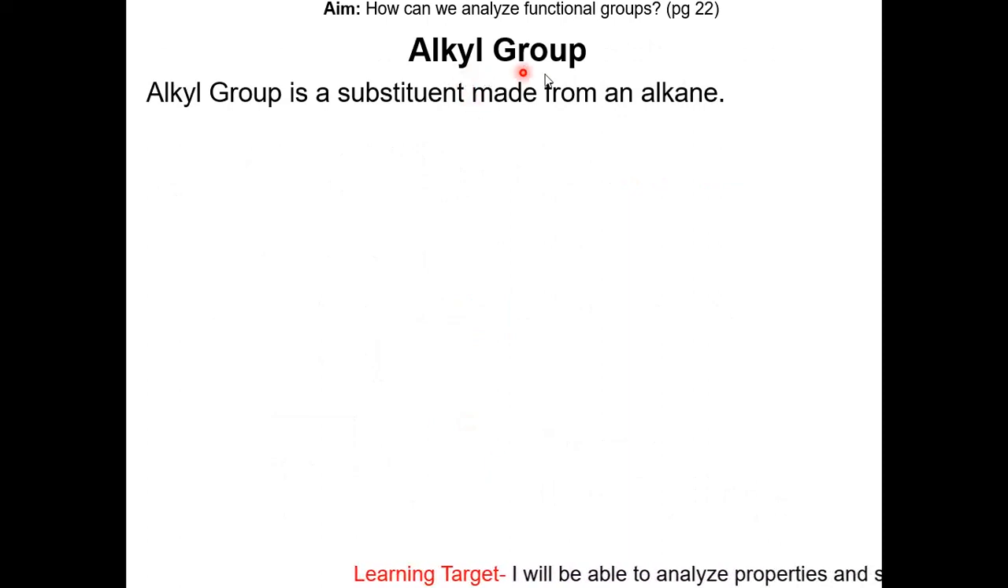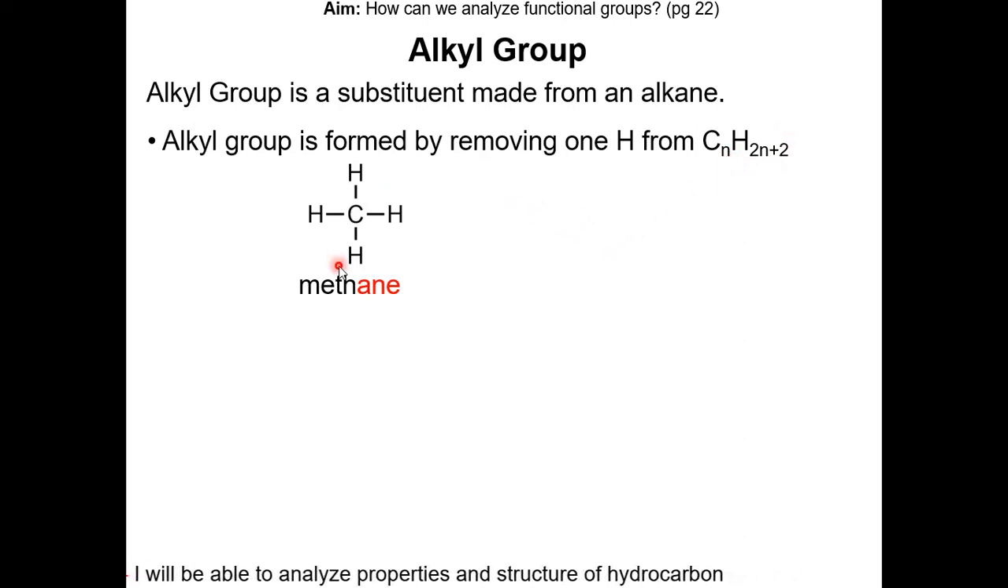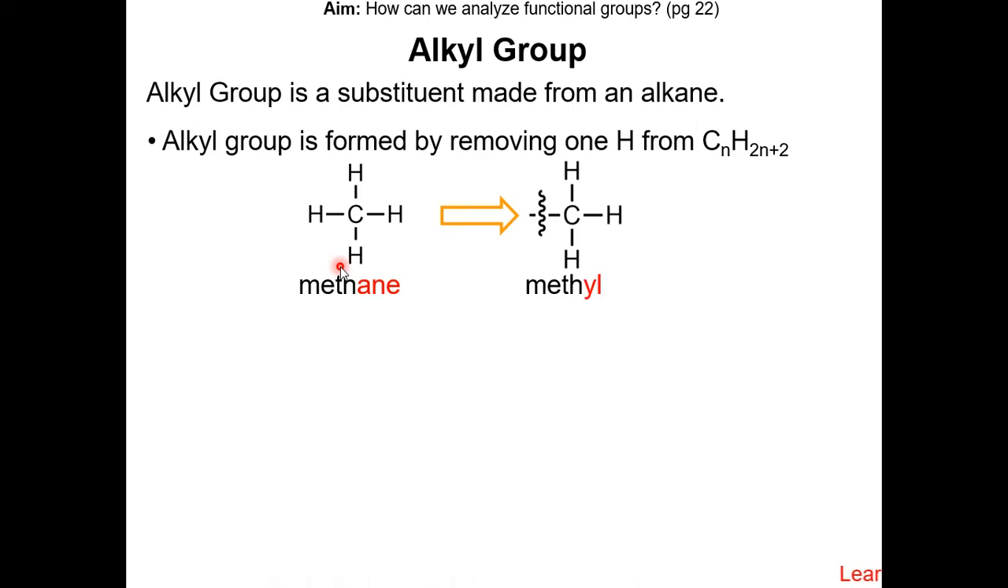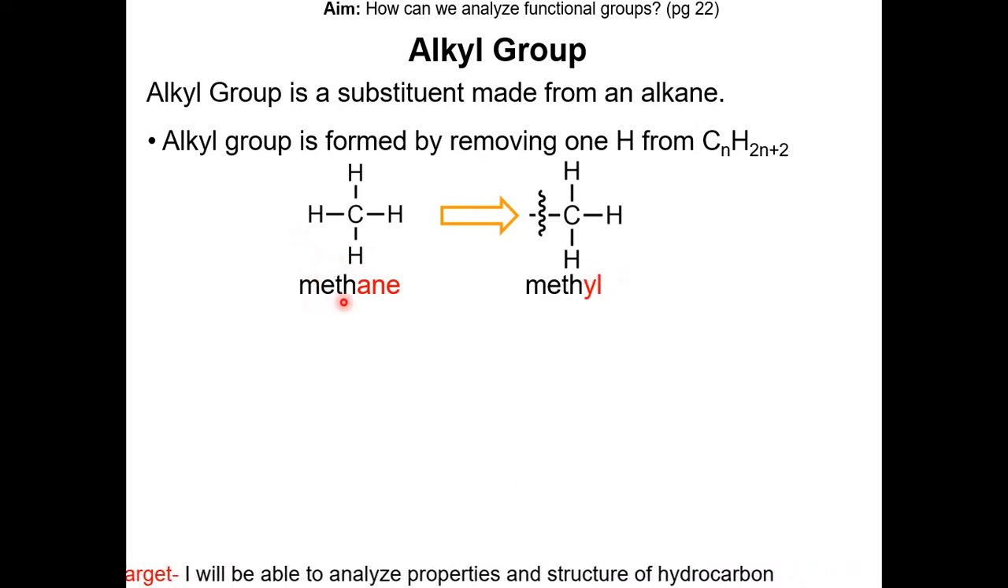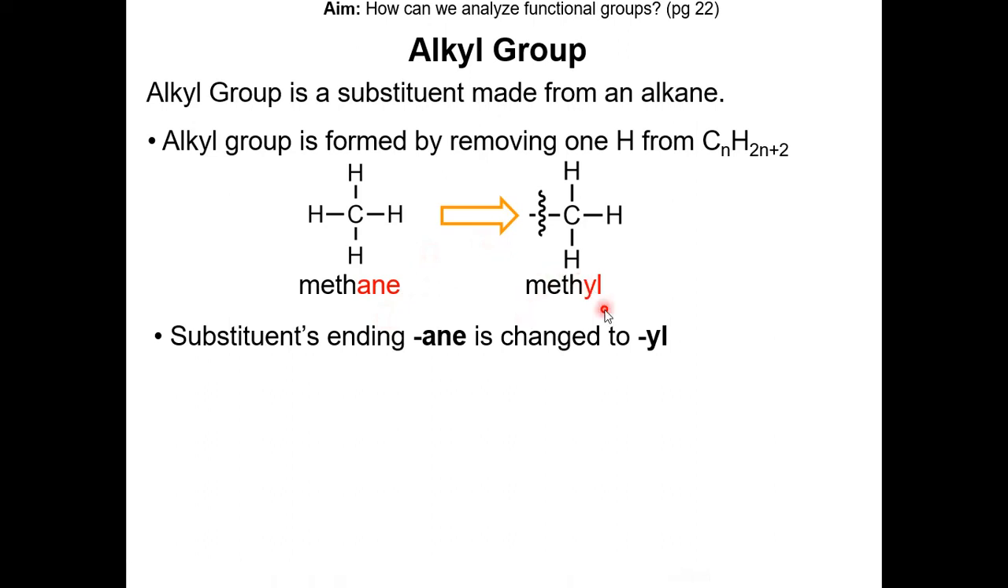Just to review, an alkyl group is a constituent made from an alkane. Alkyl groups are formed by removing one hydrogen from the general formula, CnH2n+2. This general formula can be found on Table Q. For example, methane is CH4. By removing one hydrogen, you'll get methyl, which is the alkyl group. The prefix meth means one carbon according to Table P. Constituent ending ane is changed to yl, so methane becomes methyl.